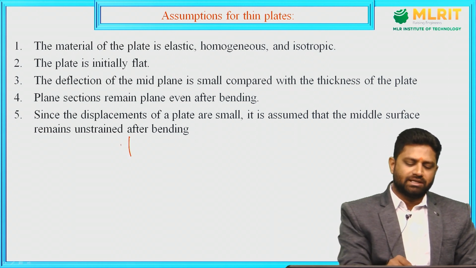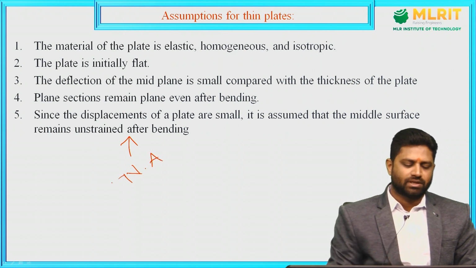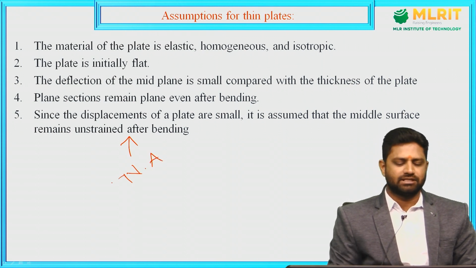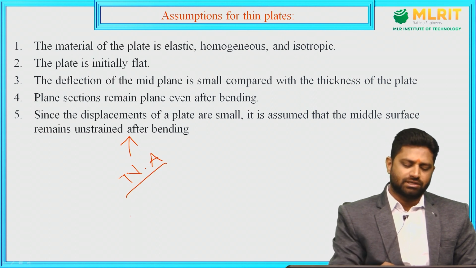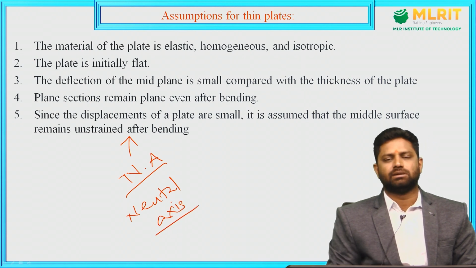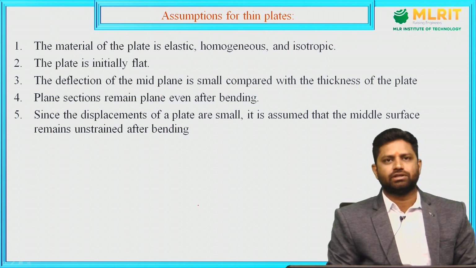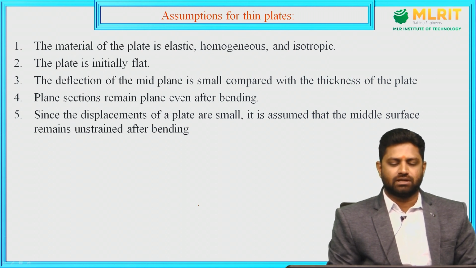This fifth assumption we call the neutral layer. The middle surface is unstrained even after bending. We call that layer the neutral layer, and an axis passing through all such layers is called the neutral axis. So we consider all these 5 assumptions in the thin plate derivations. Okay, so this is the introduction for aerospace structures.